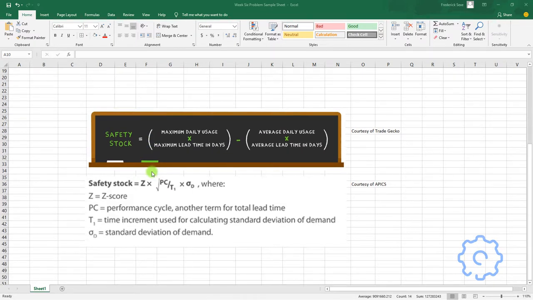The first one, courtesy of TradeGecko, a website they got this nice graphic from. Basically, you take the maximum daily usage times the maximum lead time in days, minus the average daily usage times the average lead time in days.